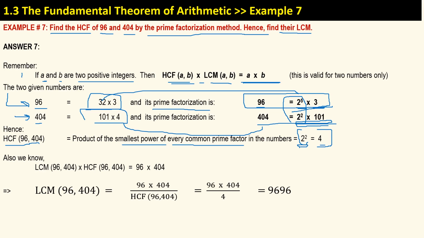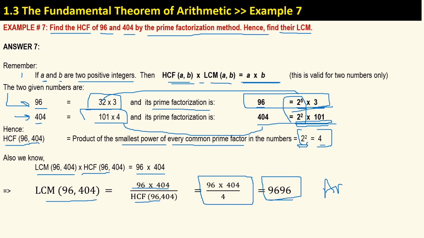Now we also know that LCM multiplied by HCF is equal to the product of two numbers. Hence the LCM of 96 and 404 will be the product of the two numbers divided by the HCF, which is equal to 96 multiplied by 404 divided by 4, which is 96 times 101, that is 9696. This is our answer.